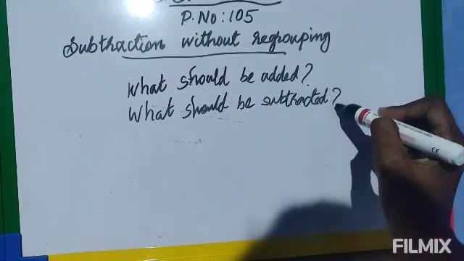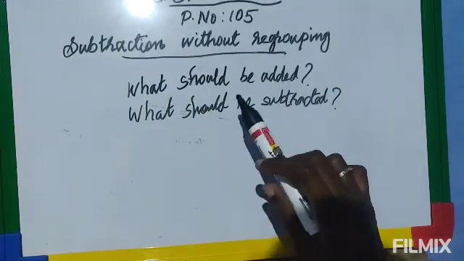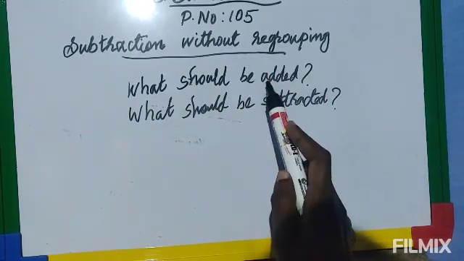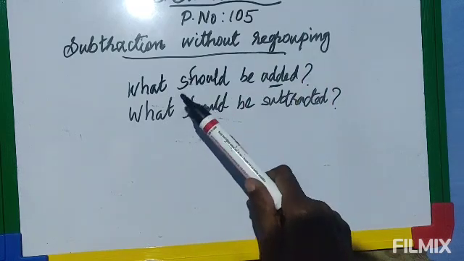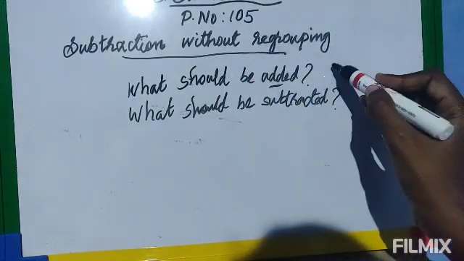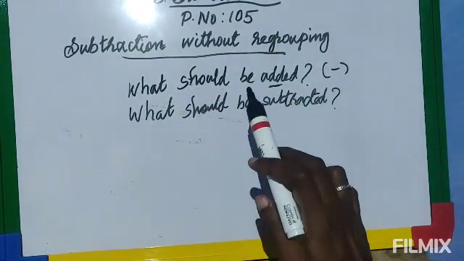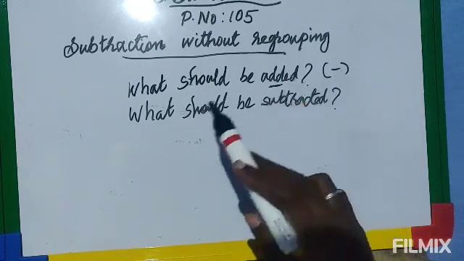So if it is given like this, don't be confused, okay. Since it is given "added," don't think it is addition. You must see the whole statement, what should be added. Don't see only "added," you have to see the whole statement. If it is given like that, "what should be added," you have to subtract, okay. So this is a keyword, "what should be added." If this word comes anywhere, then you have to do the subtraction.